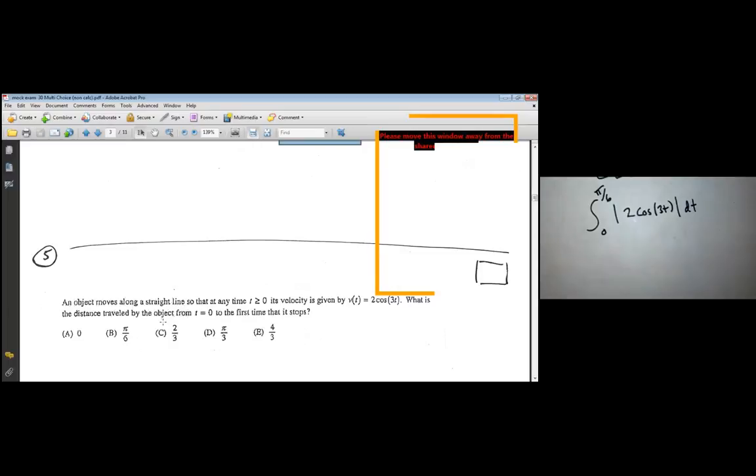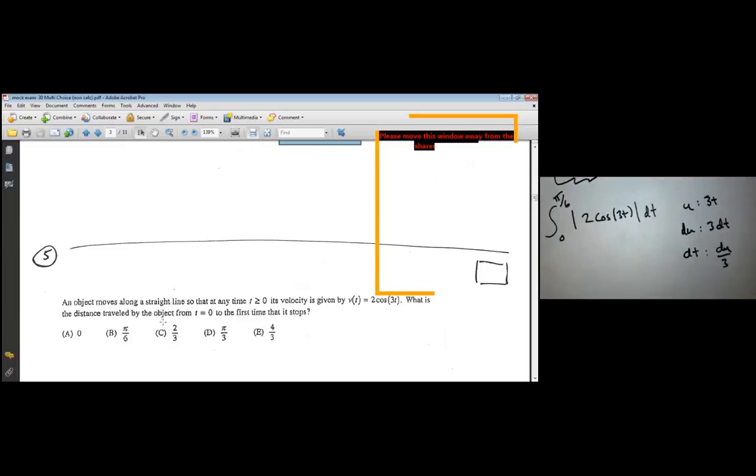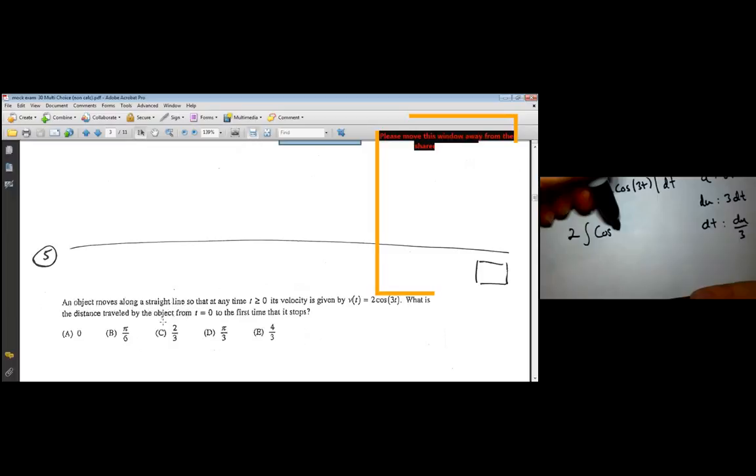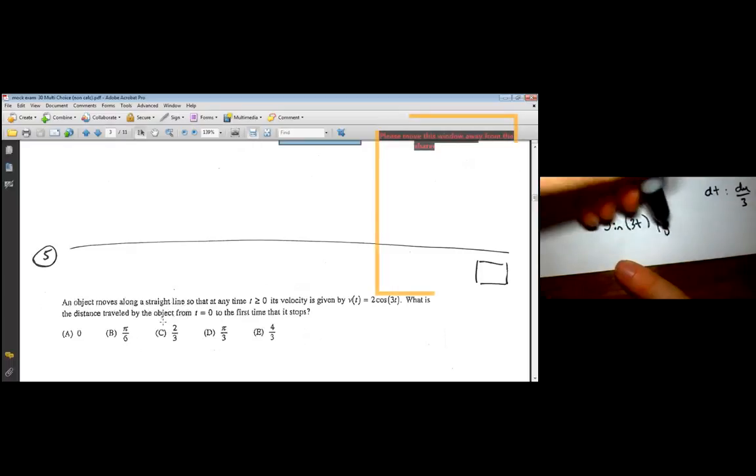Use substitution. Yeah, for the record, you should totally skip this problem because it's way more than 2 minutes long. So we got u, du, dt for this problem. All right, so we're going to go with u equals 3t. We're going to go with du equals 3 dt. We're going to go with dt is going to be du over 3. All right, so we're going to bring this 2 out front. So I've got 2 integral cosine u du over 3. So now I just have 2/3 out front. We integrate cosine, we get sine. So that's going to be sine of u, which is 3t, from 0 to pi over 6. And don't forget, we've got a 2/3 out front.